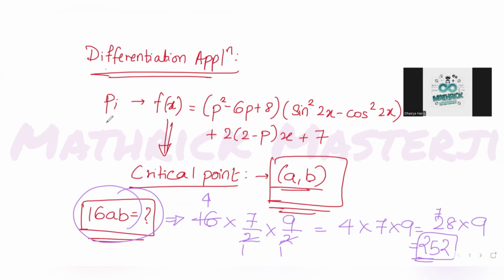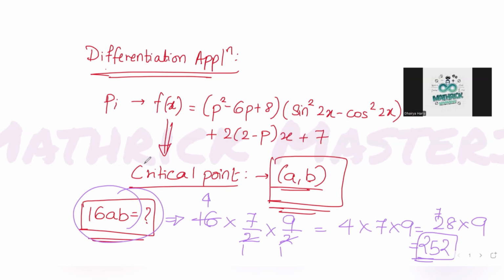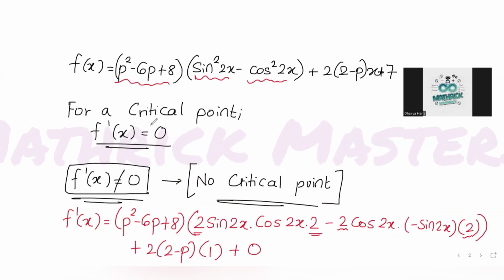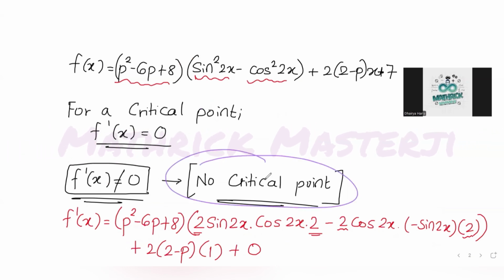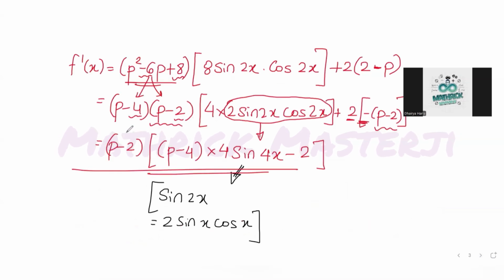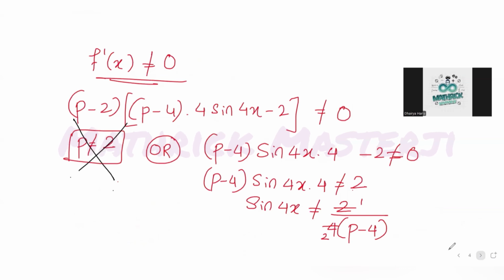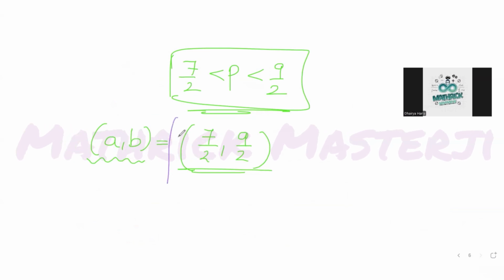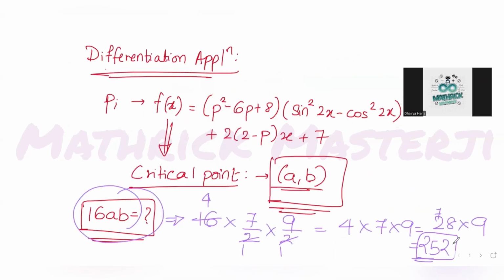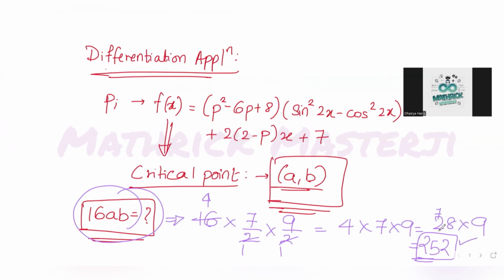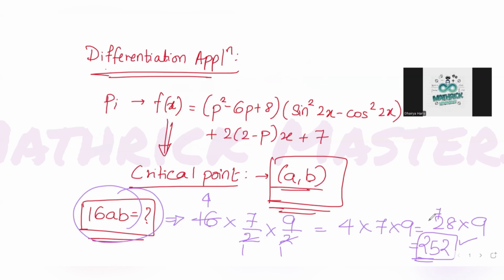I hope you have understood how to solve this type of questions. So we first just found the derivative of the function f of x, and then we know that the function does not have a critical point. So f dash of x basically becomes not equal to 0. And once I got that, I just simplified it for the value of p and got the interval as 7 over 2 comma 9 over 2. And once I got it, I just found the product 16ab, and that basically matches with my answer of 252. So 252 is the correct answer for that question.